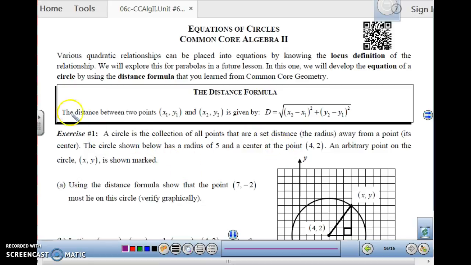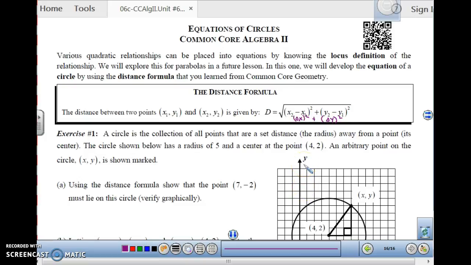Remember the distance formula. The distance between 2 points x1, y1 and x2, y2 is given by d equals the difference between the x's squared, I usually call it delta x squared, plus the difference between the y's squared, or delta y squared, and then take the square root of the whole thing, and that gives you the distance between any 2 points.